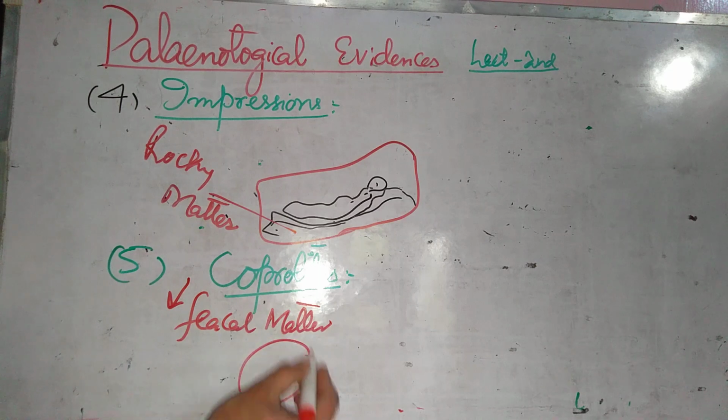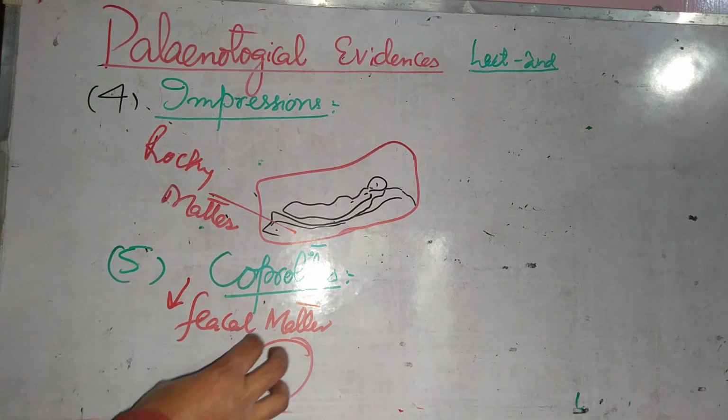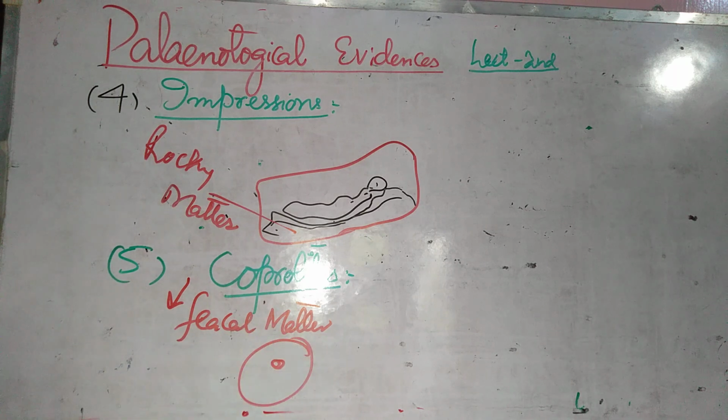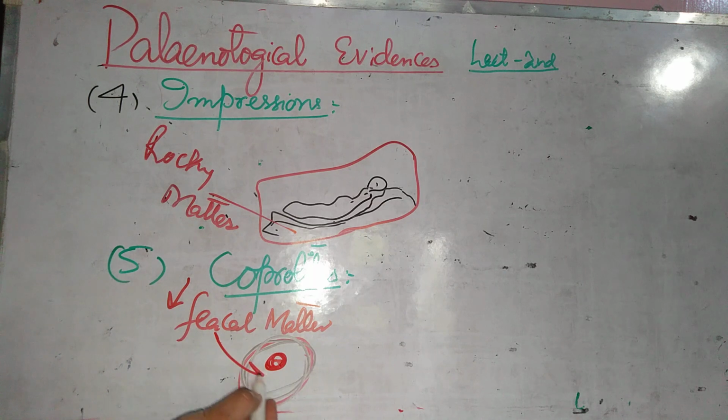Fecal matter of past animals. For example, the fecal matter of an animal was deposited in the hard rocky matter or somewhere deep in the earth, and it had changed into a ball-like structure, and it had been covered by a carbonaceous shell or something else. So what I have made over here is a carbonaceous shell, or a shell of any other incompressible material, which has covered this fecal matter. So once we find such fossils, we call them coprolites.